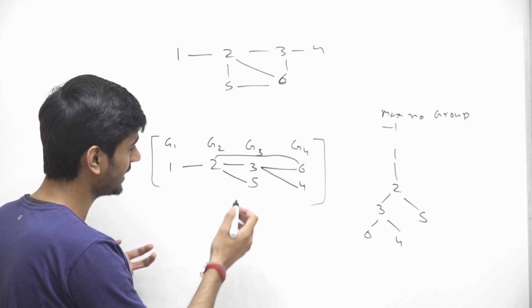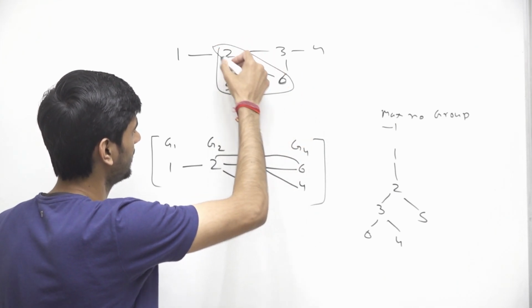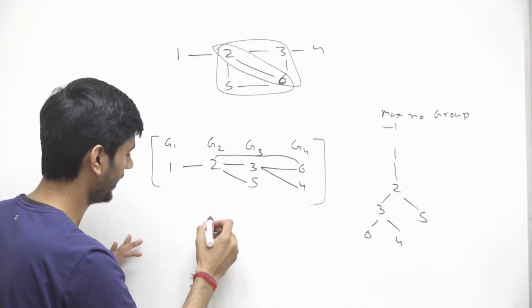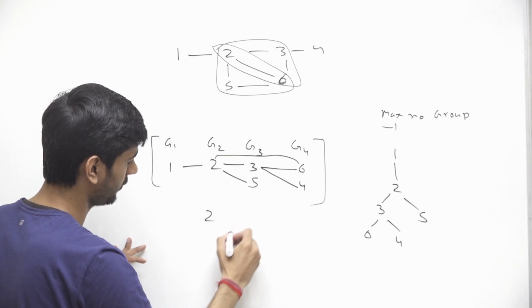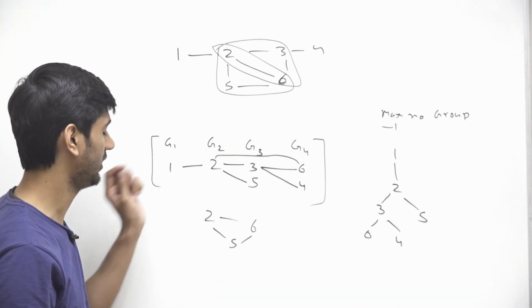And the reason for that is this cycle, or you can say this cycle. So let us see why. Let us consider 2, 5 and 6. These three nodes are creating a cycle, okay?